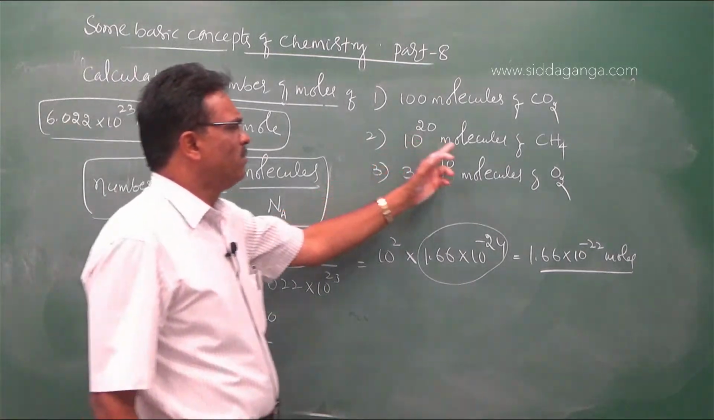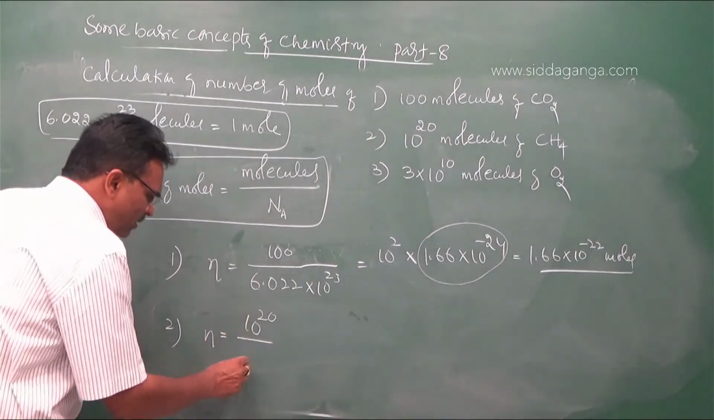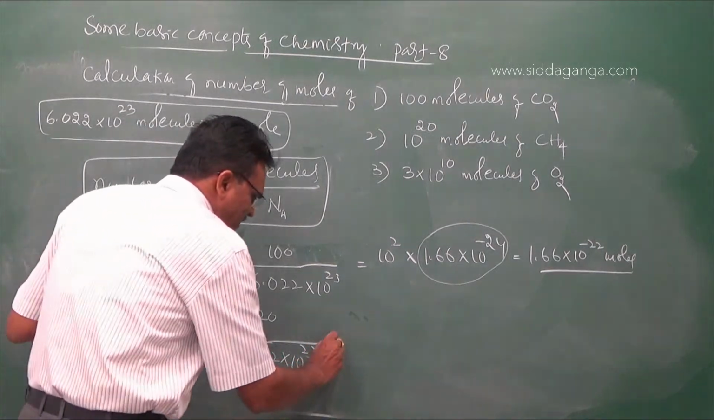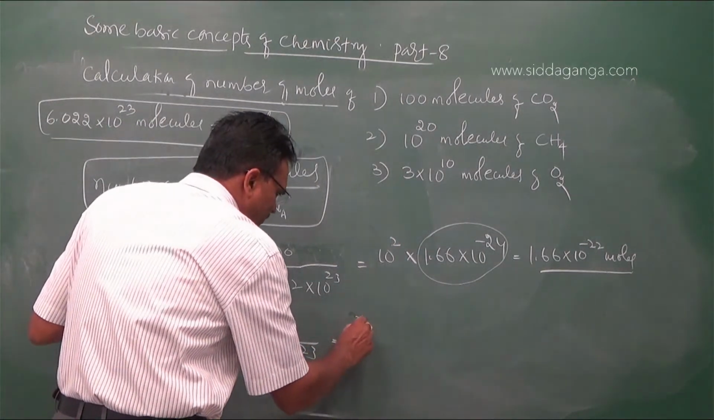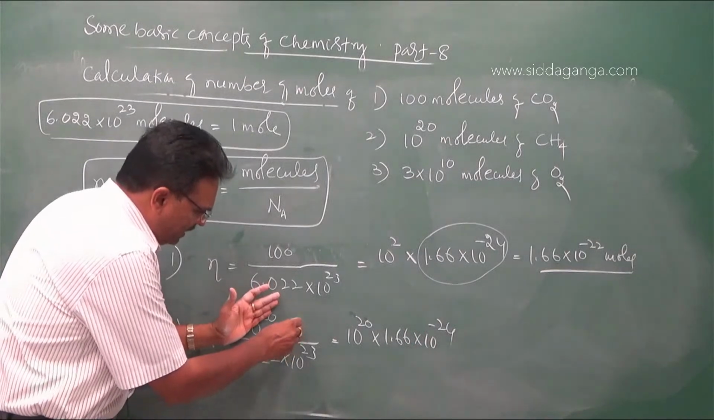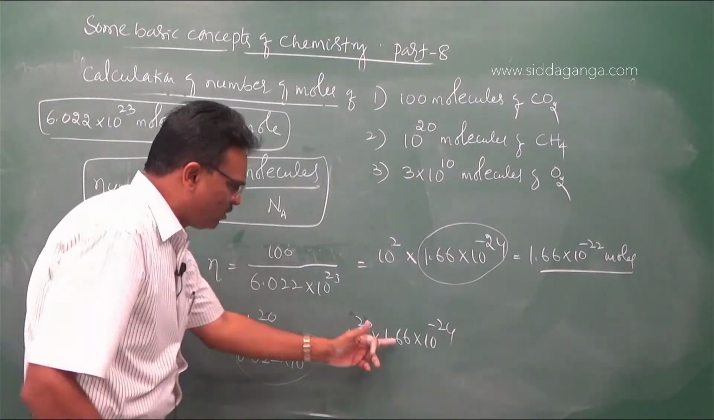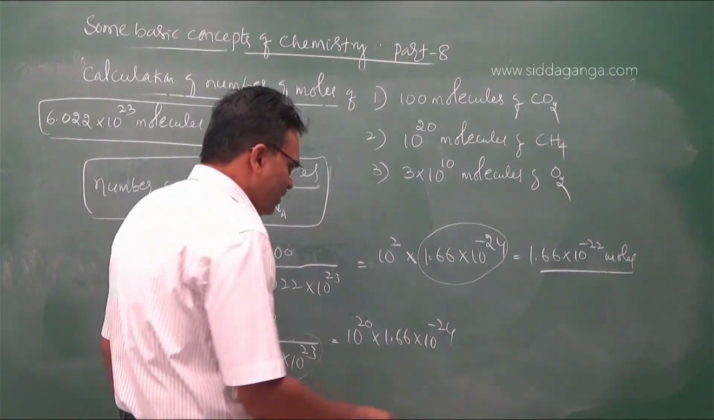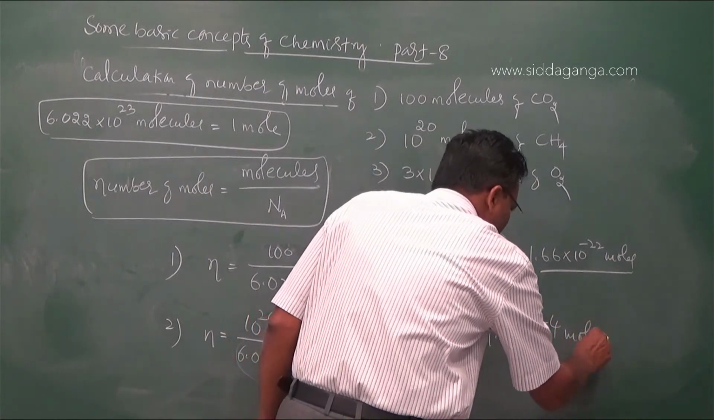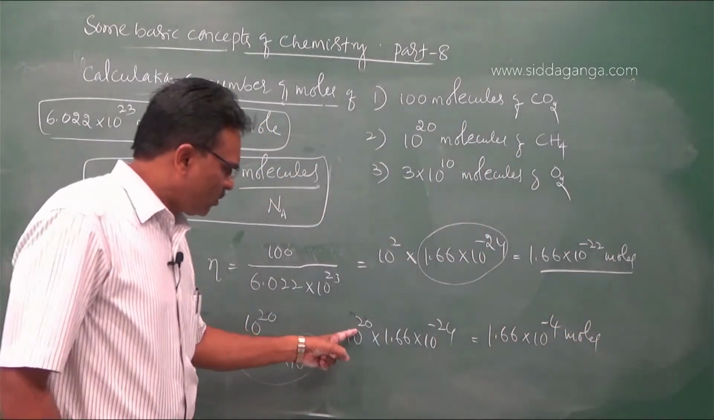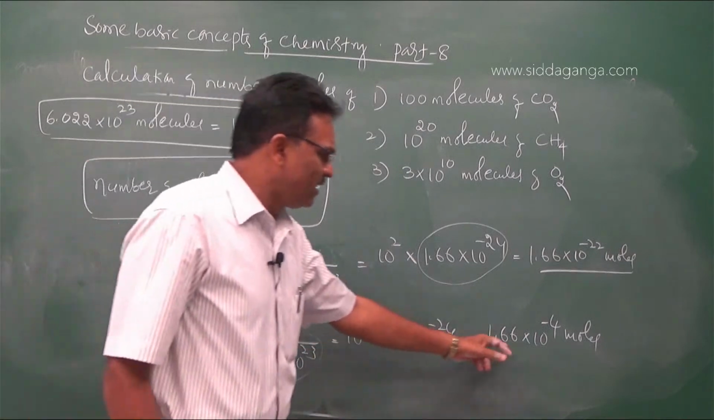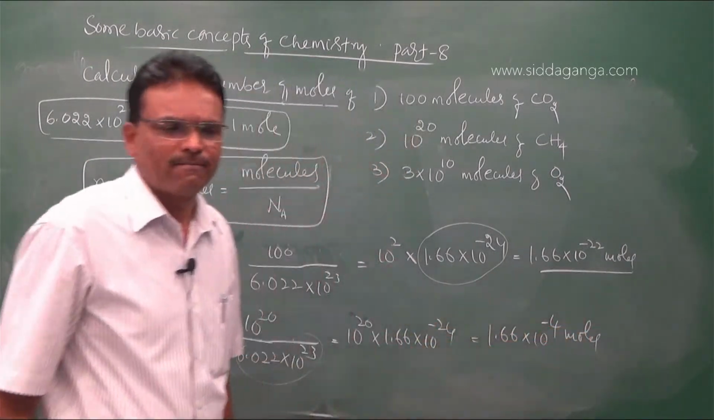Similarly, for the second one, N is equal to 10 to the power of 20 molecules given, divided by Avogadro number, 6.022 into 10 to the power of 23. This is equal to 10 to the power of 20 into 1.66 into 10 to the power of minus 24, since 1 divided by Avogadro number is nothing but 1.66 into 10 power minus 24. This is equal to 1.66 into 10 to the power of minus 4 moles. Clear? 10 power 20, 10 power minus 24 means 10 to the power of minus 4.